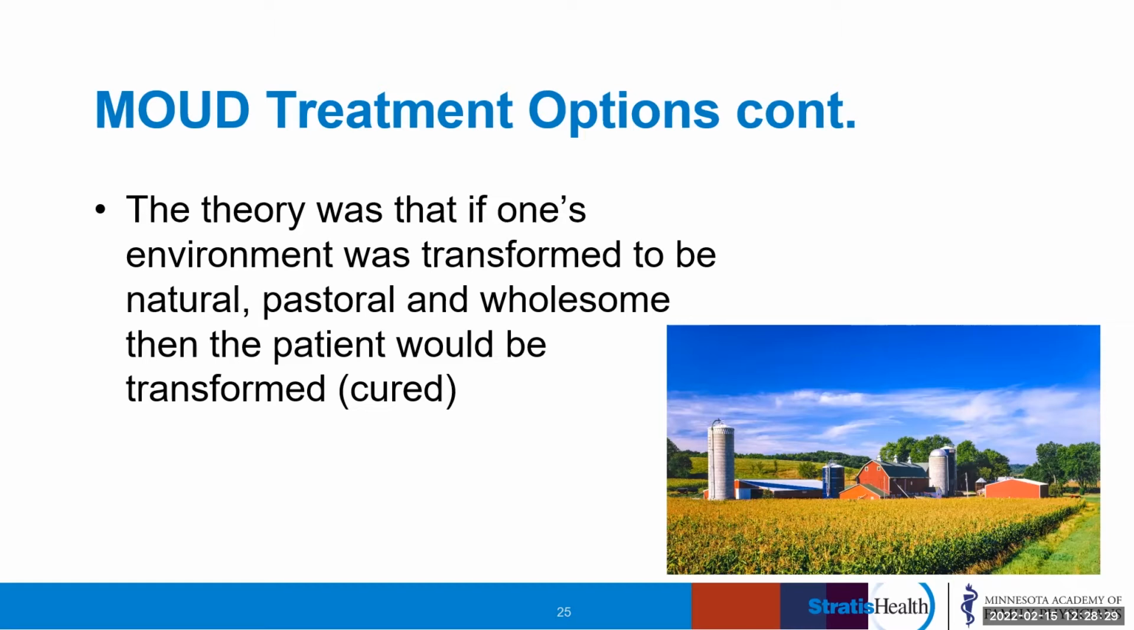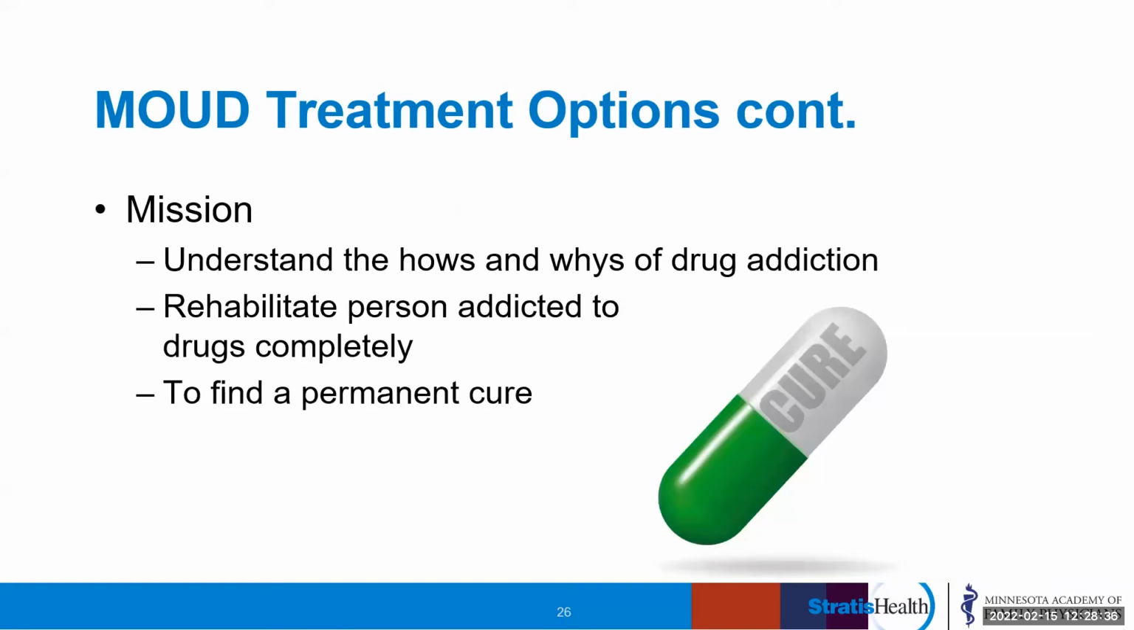And so they really felt that they put these places far from anything. They were quite a ways out rurally. And they had this whole mission. Their mission was to understand the hows and whys of why people develop drug addiction. They wanted to rehabilitate people who were addicted to drugs completely, and they were looking for a cure. They felt that they could come up with a cure.